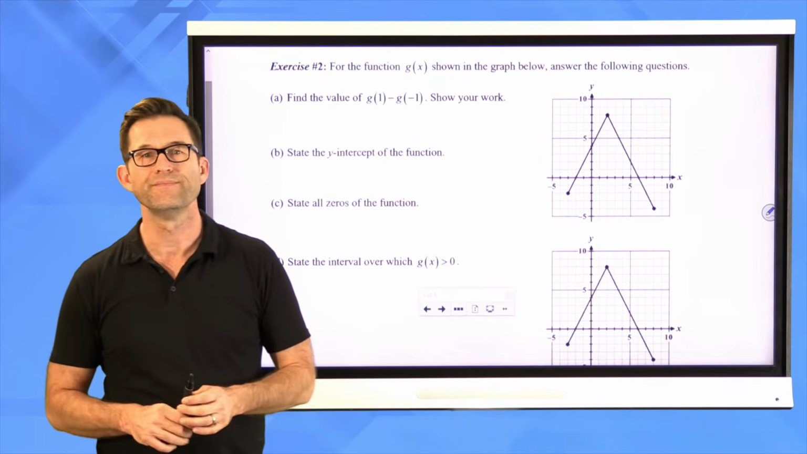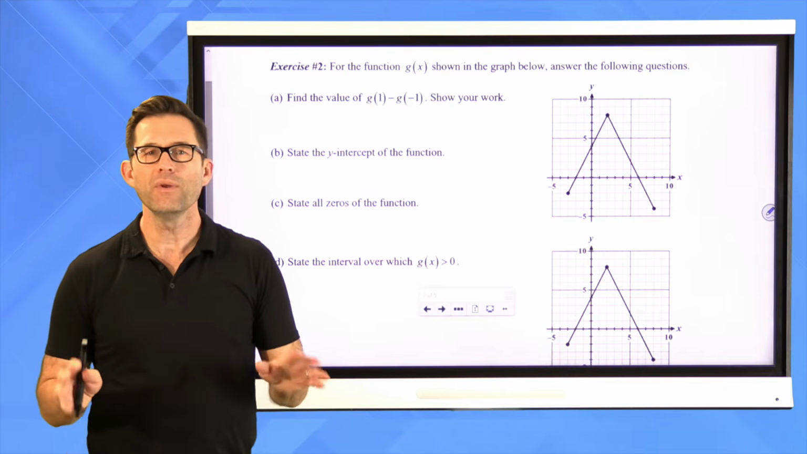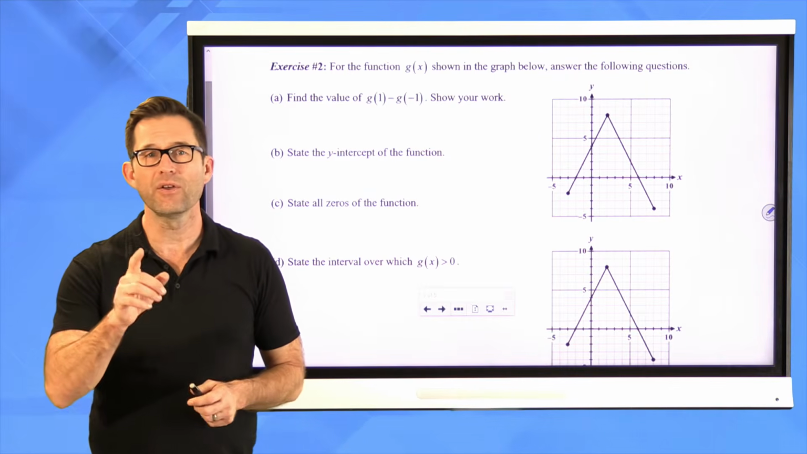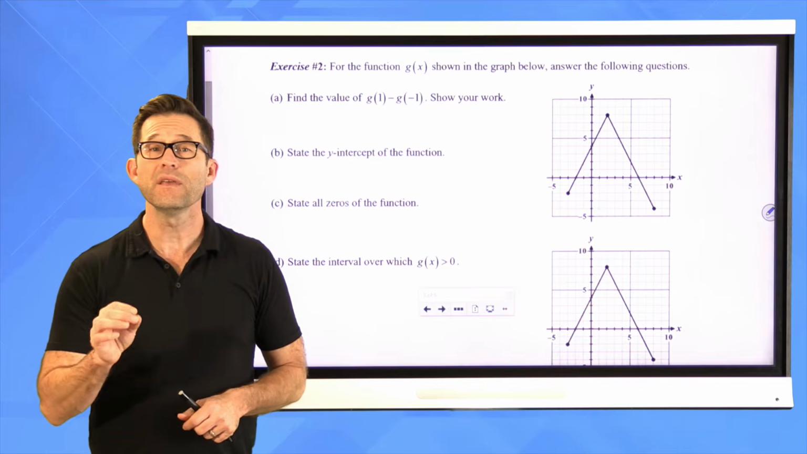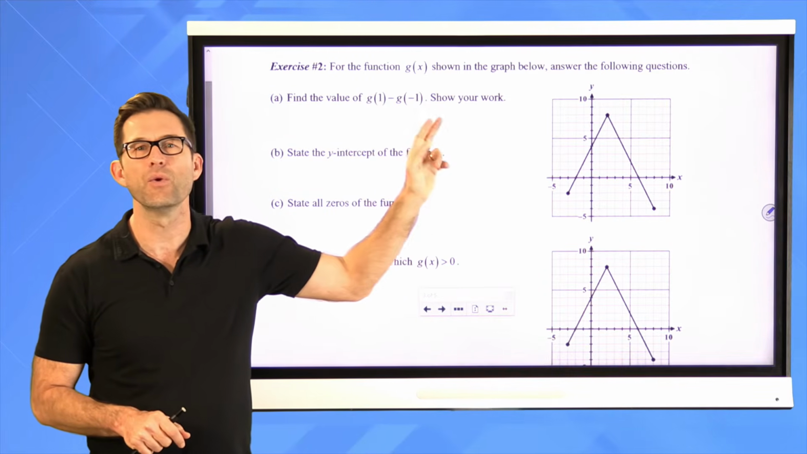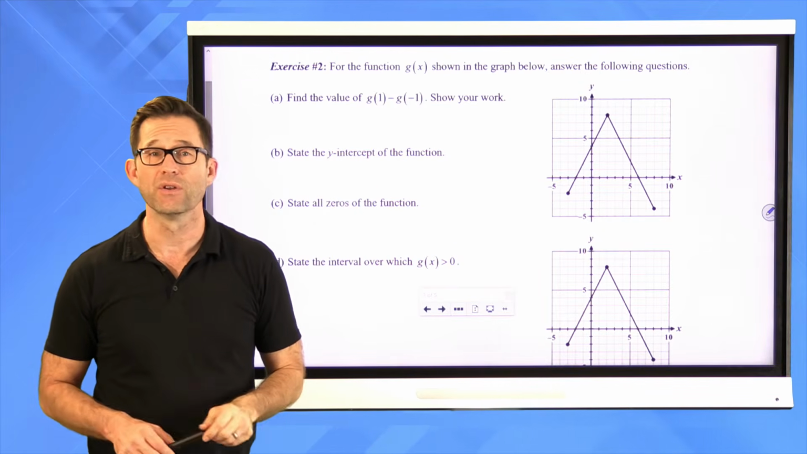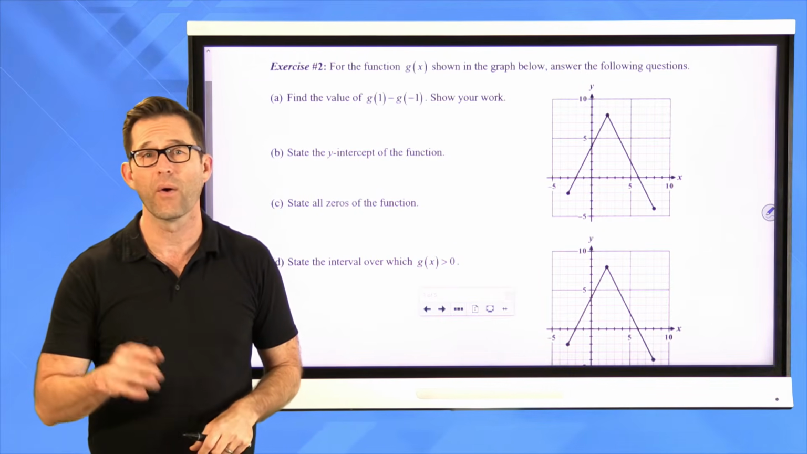Exercise number 2. For the function g(x) shown in the graph below, answer the following questions. Letter A, find the value of g(1) minus g(-1). Show your work. All right, well, you did this a little bit in the last lesson, so I'd like you to pause the video now and see if you can figure out what the answer to this calculation is. This has a little bit less to do with function features than just evaluating a function using its graph. So pause the video now and see what you can do.